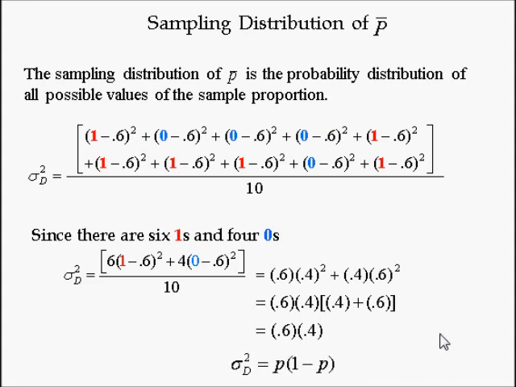Because the proportion who voted for Obama equals 0.6, and the proportion who did not vote for Obama is 0.4, the variance of D can be computed much easier by simply multiplying the proportion who voted for him times the proportion who didn't vote for him, 1 minus p. The standard deviation of variable D would thus be the positive square root of the proportion that voted for him times the proportion that didn't vote for him.